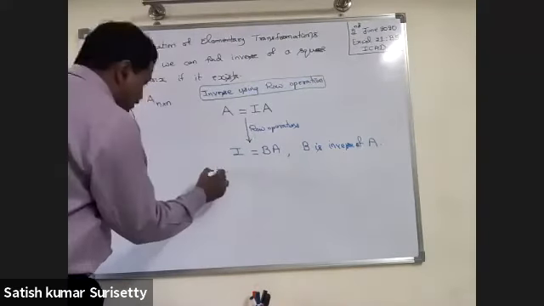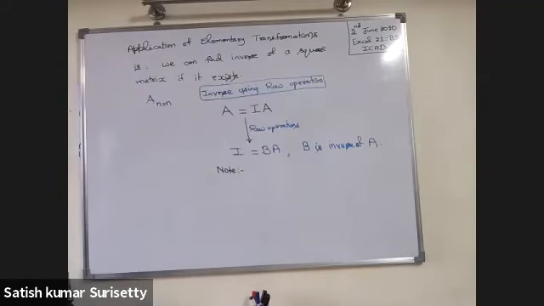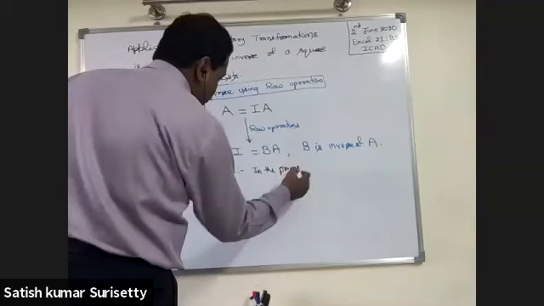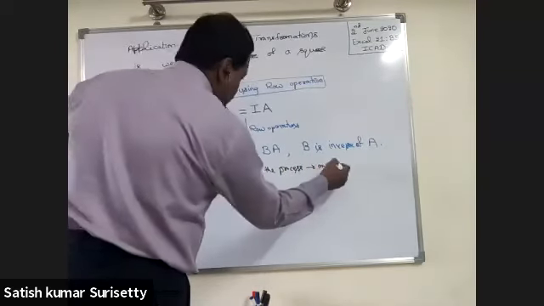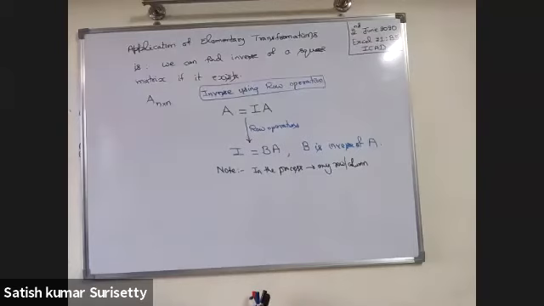Now, take a note. In the above process of operations, if any row or column contains all the elements as 0, then the inverse does not exist.